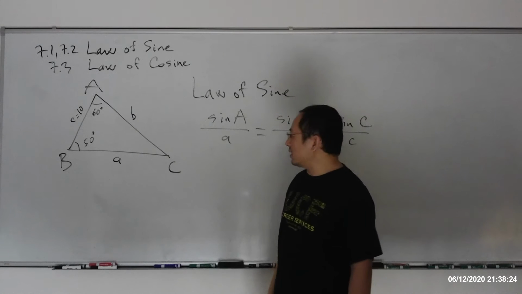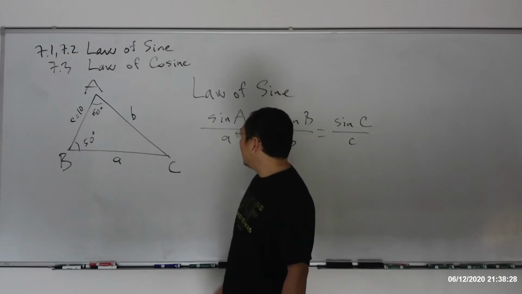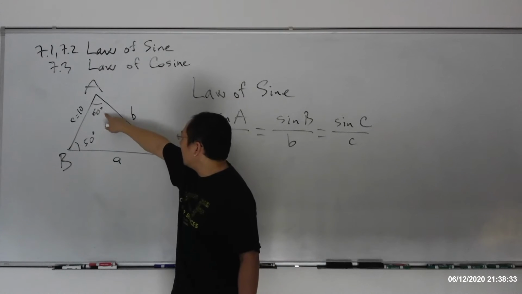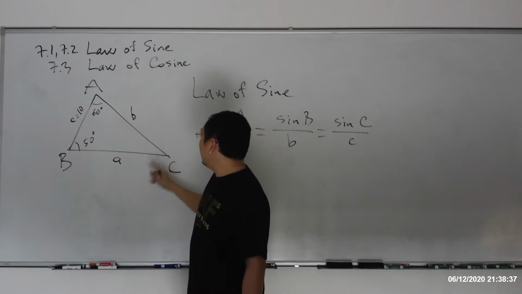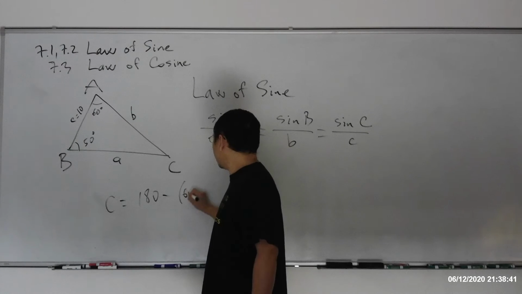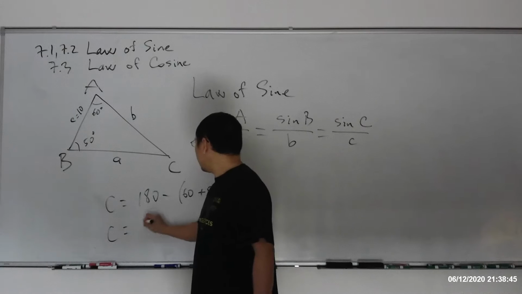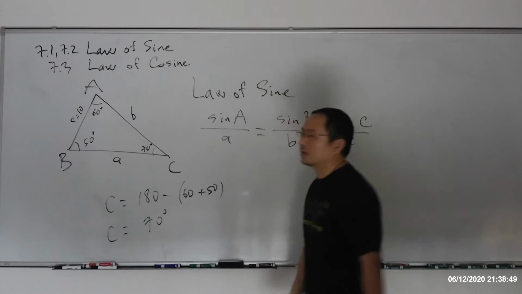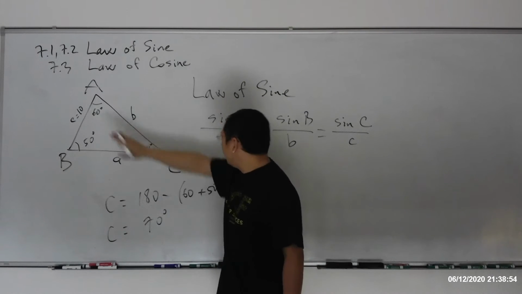So if you know this, then you can obviously calculate the third angle. This angle C right here is 180 minus angle A minus angle B. So this is 180 minus 60 plus 50, which is 110. Then you get angle C is equal to 70 degrees. So you know all the three angles. What about the sides? We're going to calculate a and b.